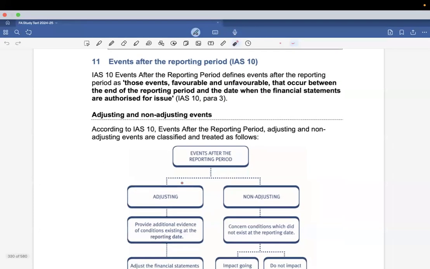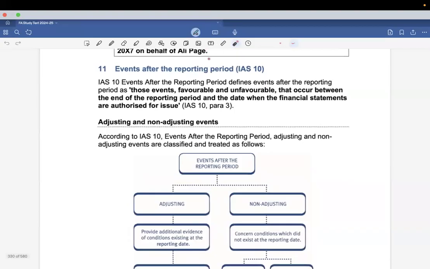Okay. So the next standard that we're going to study is IAS 10, events after reporting date. Events after reporting date is when you have actually prepared your FS, but it is not authorized for issue. That means it's not signed off. Clear? Okay. So there are 2 points.